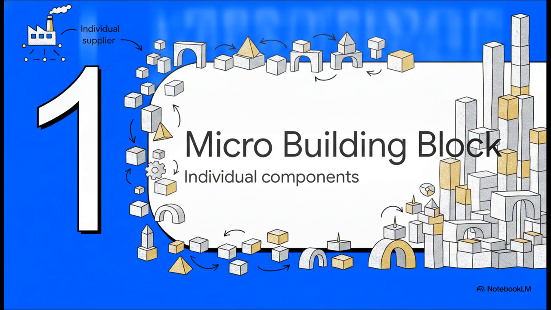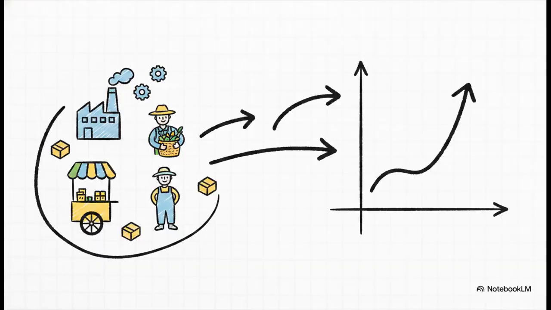Section 1. The microeconomic building blocks. Let's look at the individual components. Before we look at the raw data, we need to establish exactly what we're trying to construct. The market supply curve is defined as the curve showing various quantities of a commodity which all producers will produce and sell at different prices. I want you to notice the key phrase there: all producers. We are zooming all the way out from just one factory or one farmer to represent the combined willingness of literally every single producer in the market at any given price point.